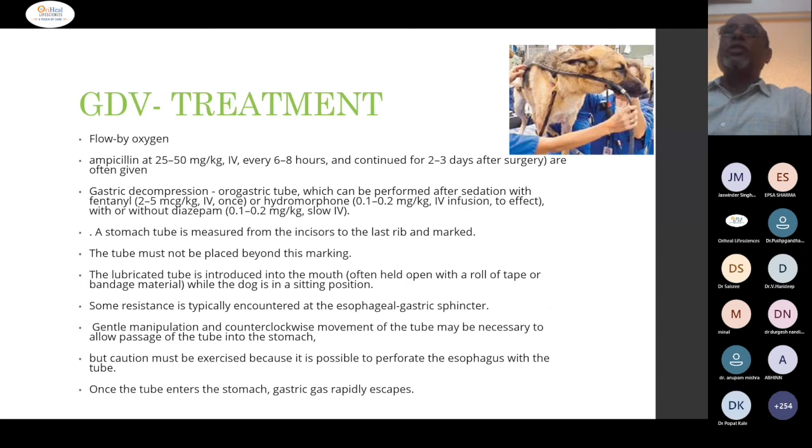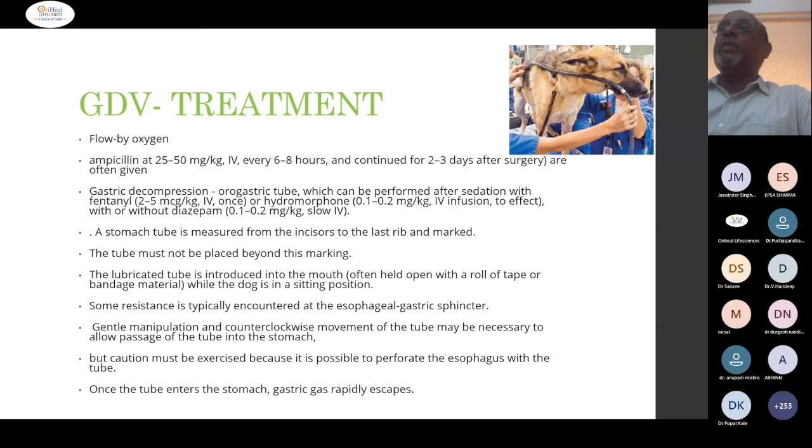Okay. Flow-by oxygen is very important. You can go in for ampicillin, potentiated ampicillin, or amoxicillin, which is an excellent drug. During and after surgery also it can be continued. And gastric decompression is very, very important. The moment the dog is brought to your clinic, an attempt should be made to pass the orogastric tube, which can be performed after sedation with fentanyl or hydromorphone intravenously, with or without diazepam.